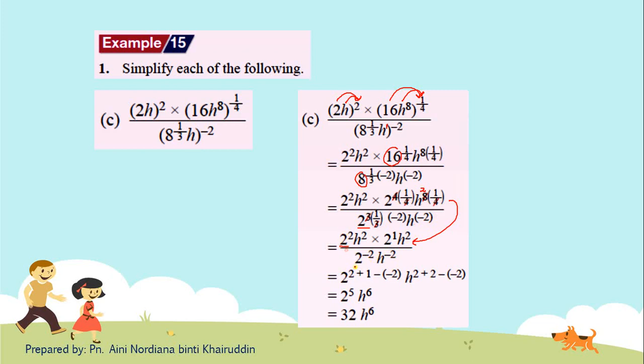Here we got the same base. So here also. So 2 to the power of 2 plus 1 minus negative 2. h, 2 plus 2 minus negative 2. And then you get 2 to the power of 5, h to the power of 6. 2 to the power of 5 is 32. So the answer is 32 h to the power of 8.